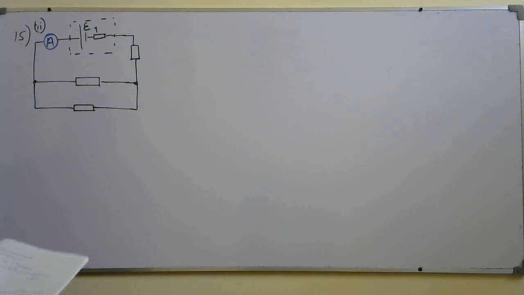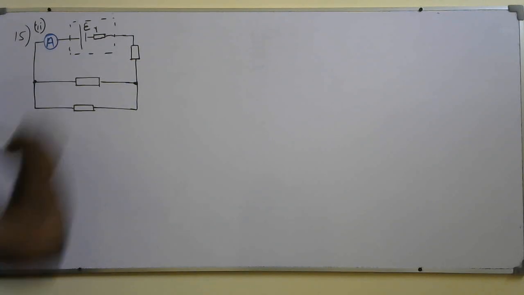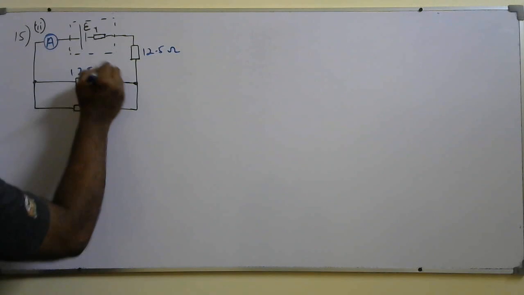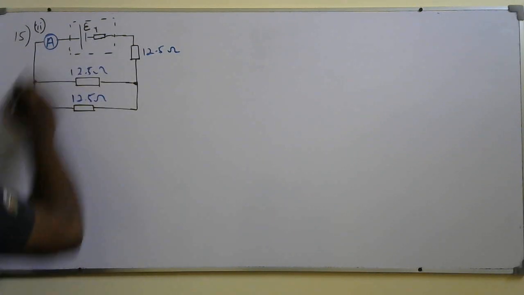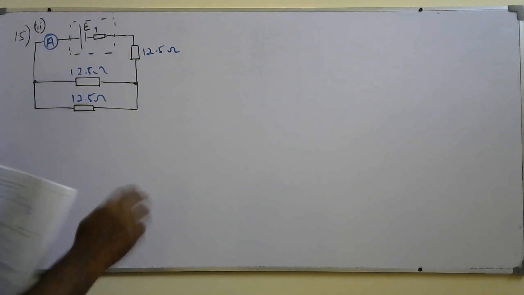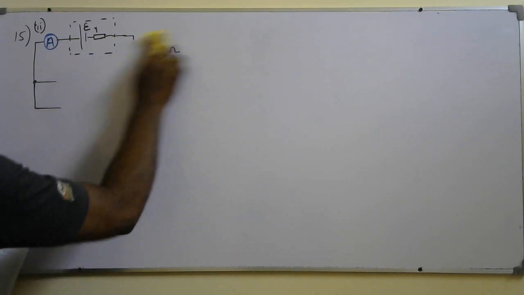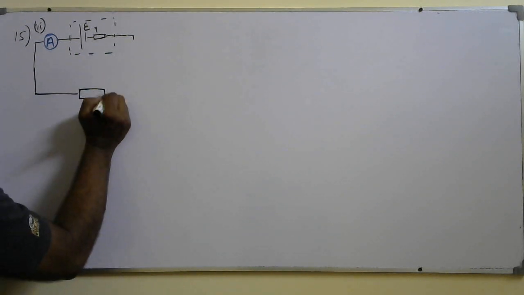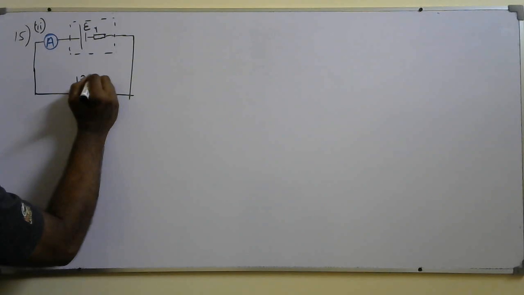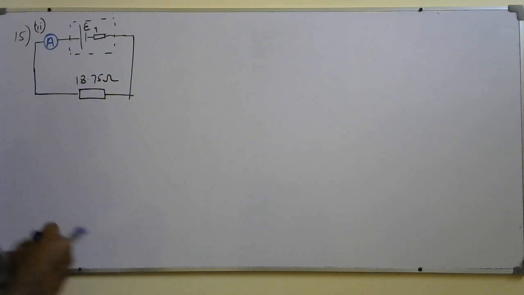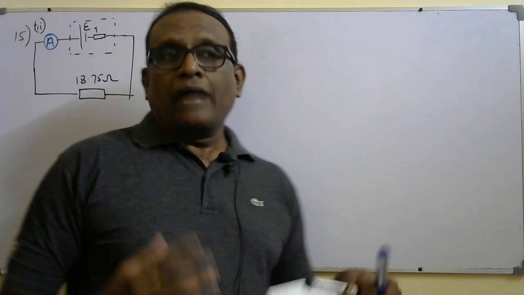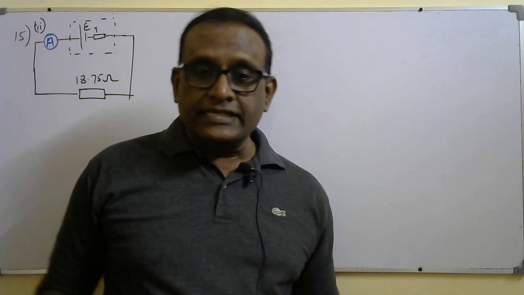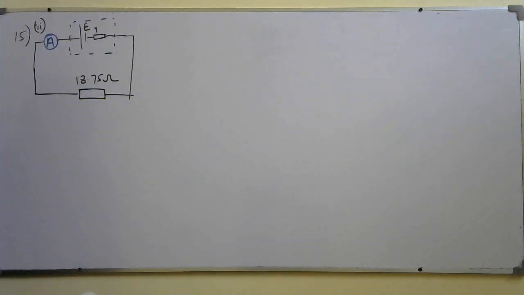They are saying the EMF is a known quantity, and we know all these three resistors have 12.5 ohms, and we found the equivalent resistance of these three as 18.75. So I can replace all these resistors by 18.75 ohms. That is the equivalent resistance, a known quantity because we already found it in the previous part. So the ammeter should be connected here. I removed all these three resistors and connected the equivalent resistance of those three resistors, which is 18.75 ohms.